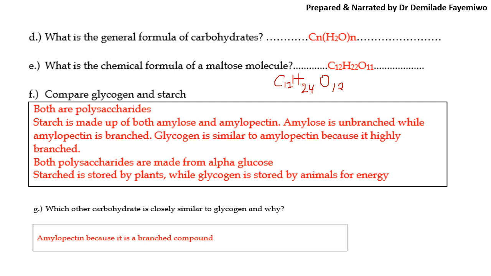And the reason for that is you need to remember that when you join 2 glucose molecules together, you're going to lose a water molecule, so minus H2O. Okay, so if you remove 2 hydrogens from here, you're going to be left with H22. Because you've removed 2 hydrogens, and if you remove 1 oxygen, you're going to be left with 11. So this is the right formula for maltose.